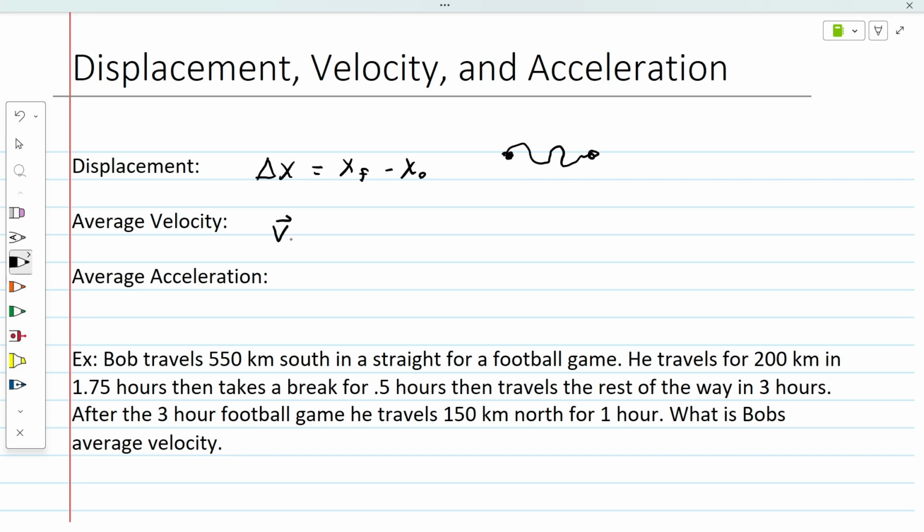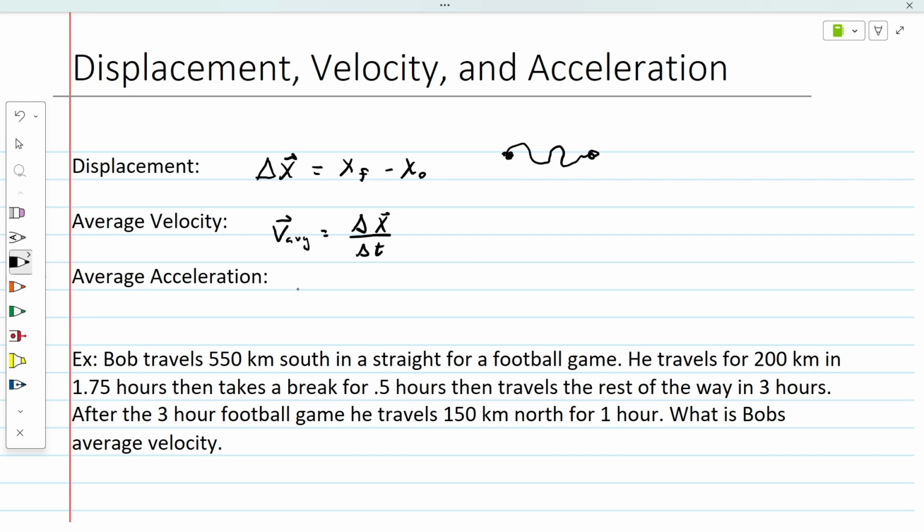So for average velocity, we can write v average. And I guess if this is a vector, it should also have a little arrow on it. It is the change in distance, or the displacement, over the change in time. And this time is a scalar quantity, obviously, because it's time.